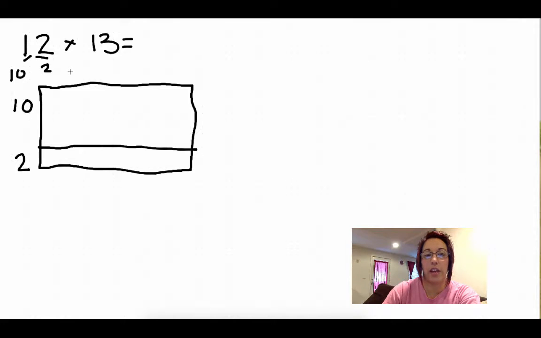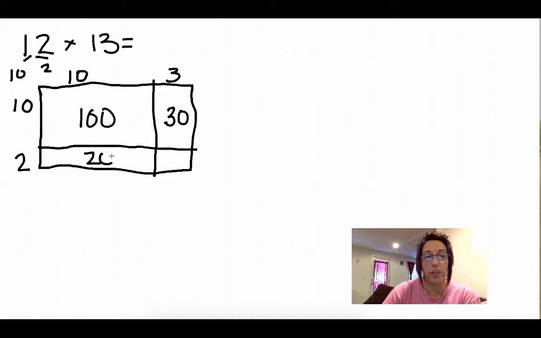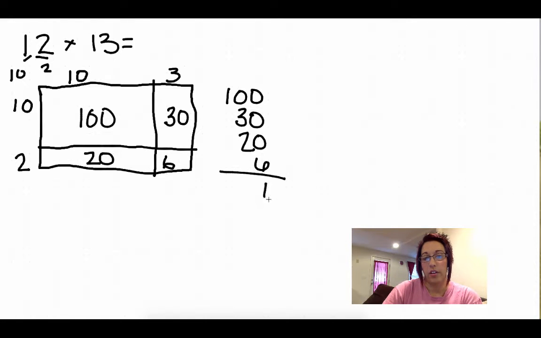For 13, we would have 10 and 3. So we'll draw an area that is 10 and then one that is 3, just like that. So to use this area model to solve the problem, we would multiply 10 times 10, which is 100, 10 times 3, which is 30, 10 times 2, which is 20, and 2 times 3, 6. And then we take all of these numbers and add them up. 100, 30, 20, and 6. So we get 156.